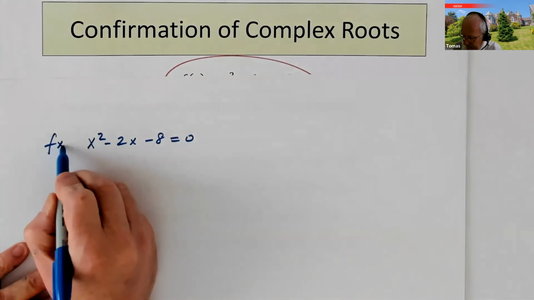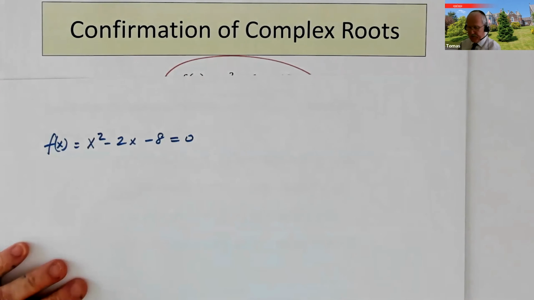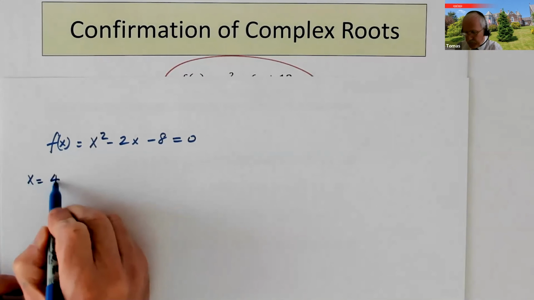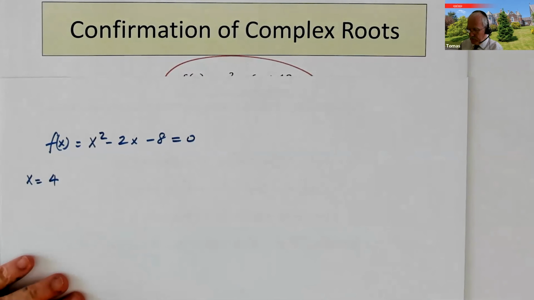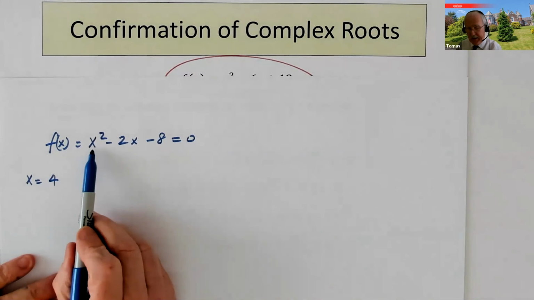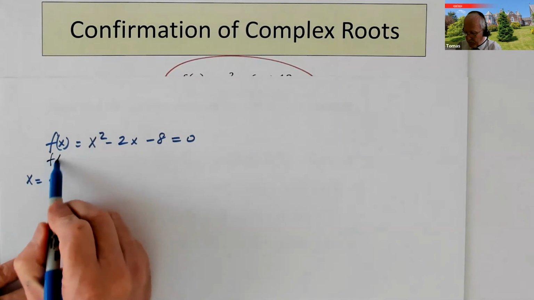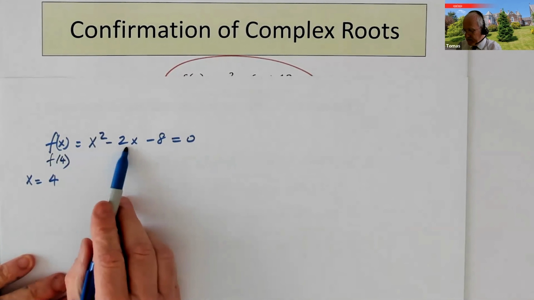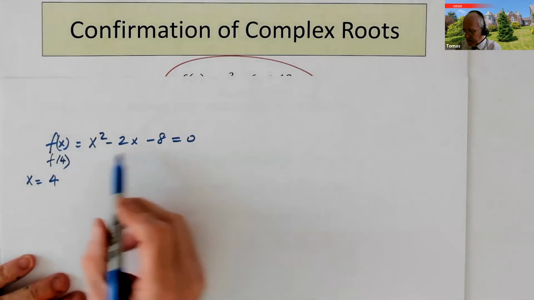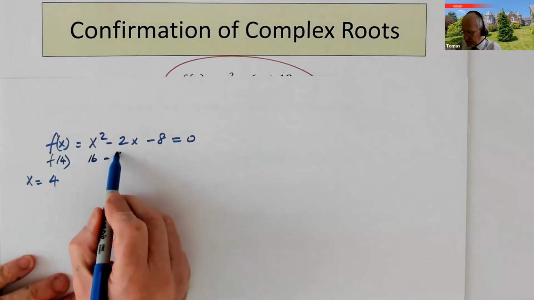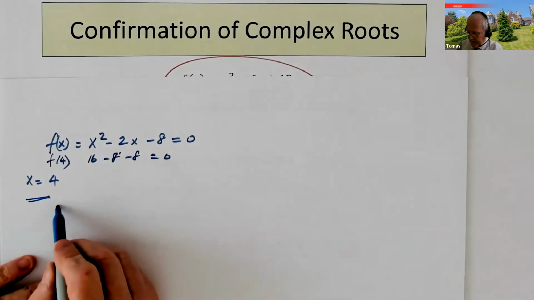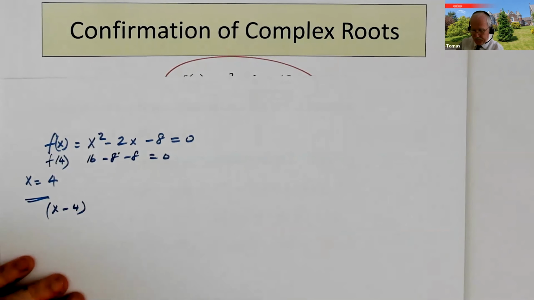Let's imagine that f of x in real numbers was this. And it says, prove that x equals 4 is a root. What you would do is, when x is 4, plug it in. What's f of 4? 4 squared is 16, minus 8 is 0. And you'd say, that's great. 16 minus 8 is 0. That's a root. x minus 4 is a factor.